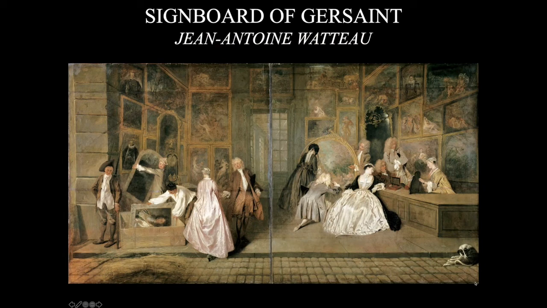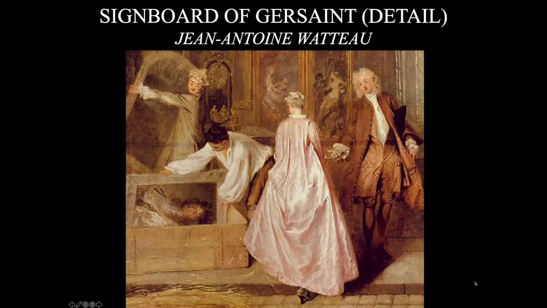The most famous painter of the Rococo is Watteau. And this is a signboard of Gersaint, which was Watteau's art dealer. You can kind of see them packaging up the old Baroque art that was on the wall, and we're now unleashing this new style of Rococo. And then there's a close-up of them putting the old king into the box.